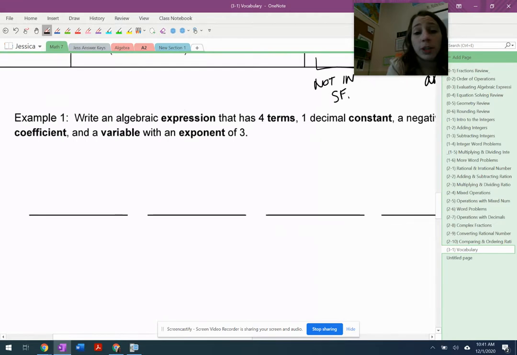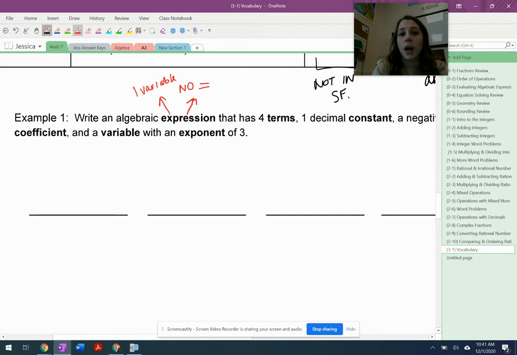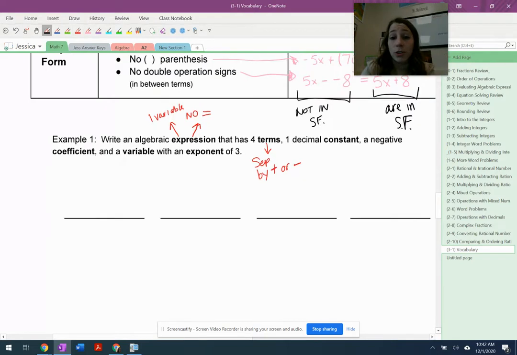Expression tells me that there's no equal sign and that it has to have at least one variable. And I know that because I went back to my notes and I looked up what an algebraic expression was because we just went over it. Terms are telling me that they need to be separated by addition or subtraction. So I know I'm going to have some addition or subtraction going on.